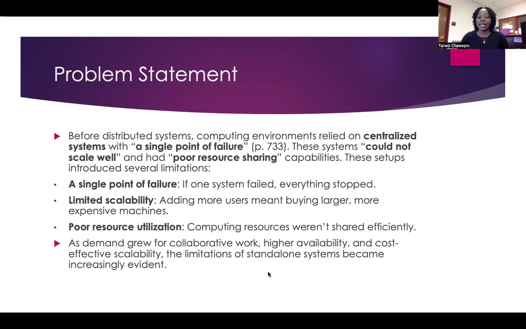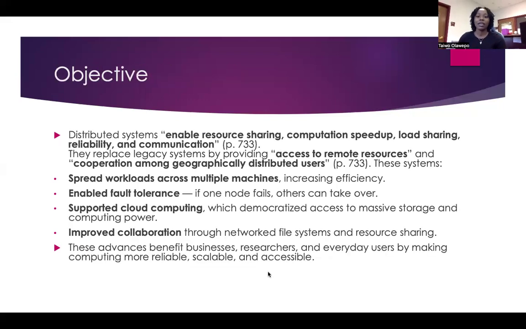Adding more users meant buying larger, more expensive machines. This is bad for big companies like Google, Netflix, or even Amazon that need to serve many users, so this was a huge problem. Also, as demand grew for collaborative work, higher availability, and cost-effective scalability, the limitations of standalone systems became increasingly evident. So that's the problem.